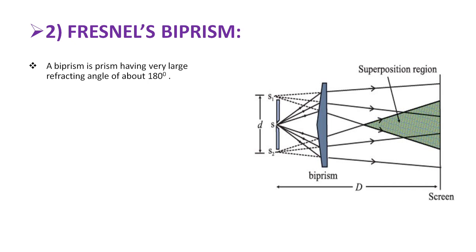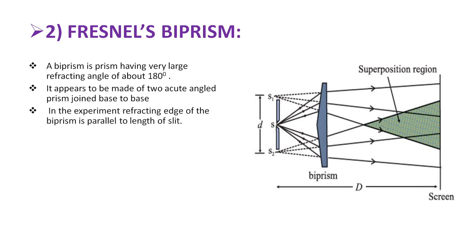This biprism is a prism having a very large refracting angle of about 180 degrees. It appears to be made up of two acute angled prisms joined base to base. In the experiment, the refracting edge of the biprism is parallel to the length of the slit, as shown in the figure.